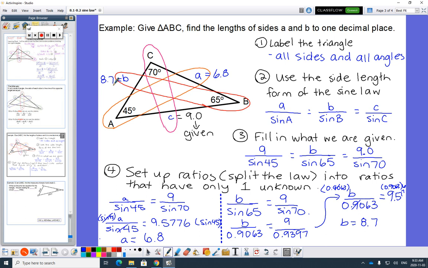Hopefully you're faster at this. Really, this isn't a long question, eventually. Cosine law is a bit trickier, and so are the word problems.